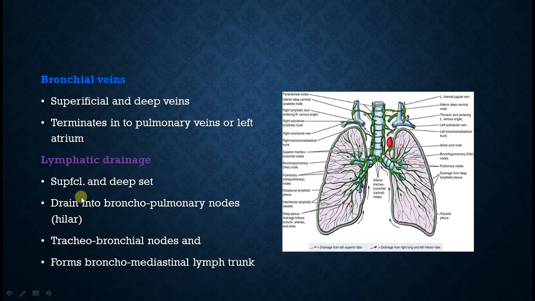Lymphatics, again you have superficial and deep sets. They drain into bronchopulmonary nodes, hilar lymph nodes. Then from there they go to the tracheobronchial nodes, which form the broncho-mediastinal lymph trunk. They will drain directly into the thoracic duct on the left side and the right jugular lymph trunk on the right side. Mainly hilar lymph nodes, from there to the tracheobronchial nodes, and from there they may drain to the main lymphatic trunks.